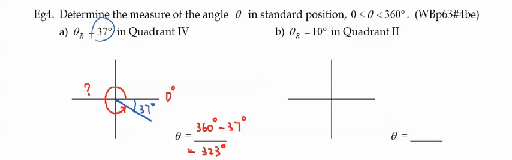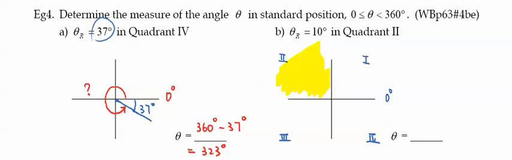Using the same concept, if I want to have an angle in quadrant number 2, quadrant number 1, quadrant number 2, number 3, number 4, as you measure your angle counterclockwise from 0 degree. If we are to have our terminal arm in quadrant number 2, quadrant number 2 will be here. This is where you will see your terminal arm stop.